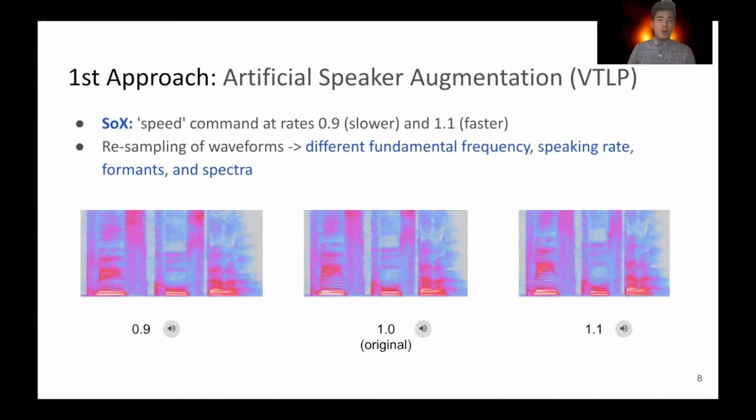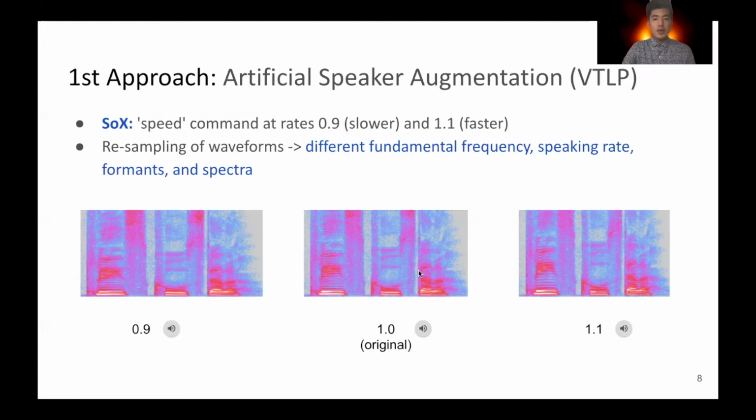Now I'll talk more about the VTLP approach. We implemented VTLP with the SoX command. We speed up and slow down the audio recordings by 10%. The idea is that when we resample the waveforms, we change the fundamental frequency, speaking rate, and the formants, and thus the resulting recording sounds very different.